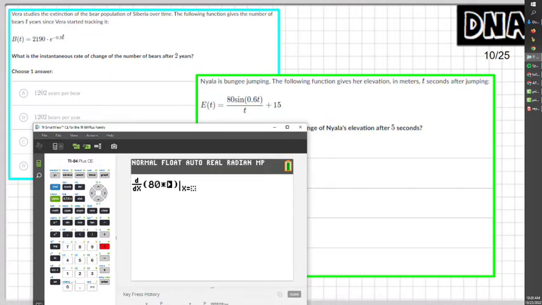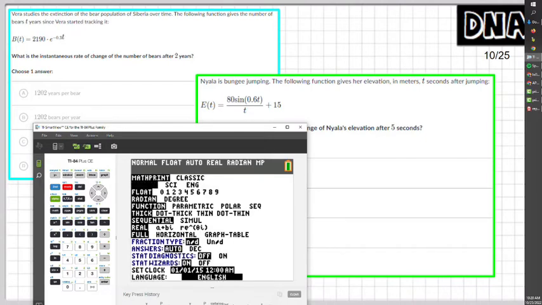times sine. Now, because I'm using sine, I need to check my mode in front of you guys. Mode has to be in radians. Okay, so I see radians right here highlighted. That means I'm in radians. If you're not in radians, you need to change it right now, because if you're in degrees, you're going to get it wrong, or you're not going to find your answer.